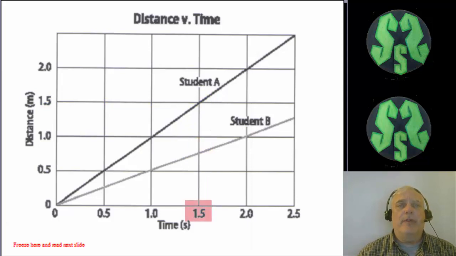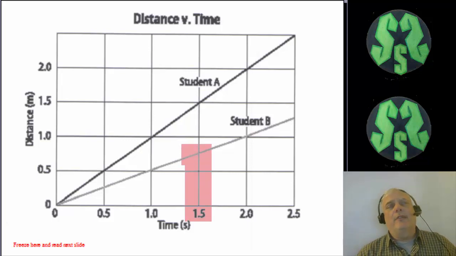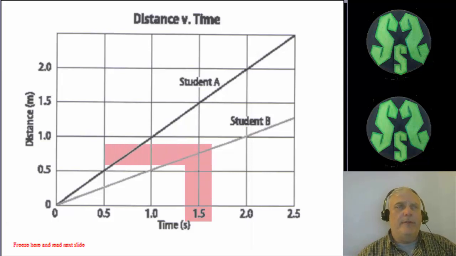Student B for 1.5 seconds is right here. So you take this across and you'll see that student B would have traveled halfway in between 0.5 meters and 1 meter. So that would be 0.75 meters. So student B traveled 0.75 meters in 1.5 seconds.